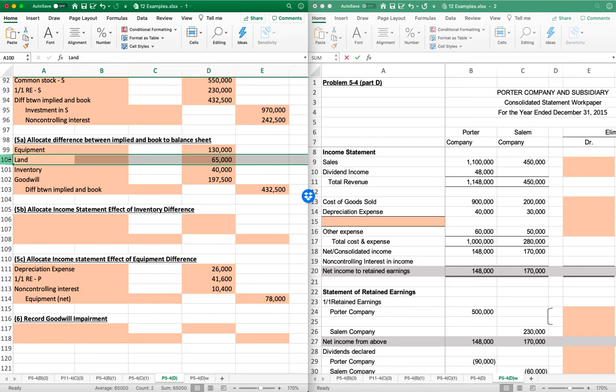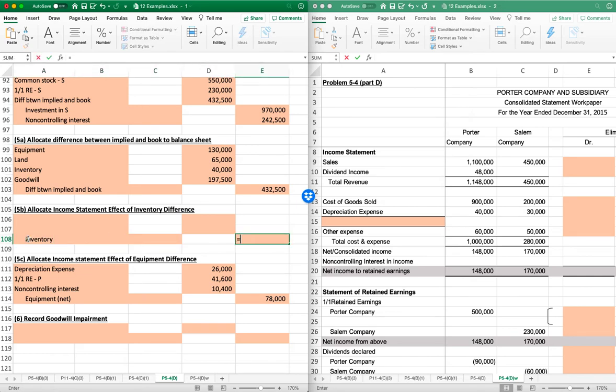Next, we have land. We didn't sell it, and you don't depreciate it, so we don't have to worry about that one. Inventory, we sold, but we sold it in a past year. So we're going to adjust it by taking inventory off of the balance sheet in the amount of $40,000. And since it all happened in a prior year, we're going to split it 80-20 between our 1/1 retained earnings of the parent and our non-controlling interest. So that's $32,000 versus $8,000 for our non-controlling interest.